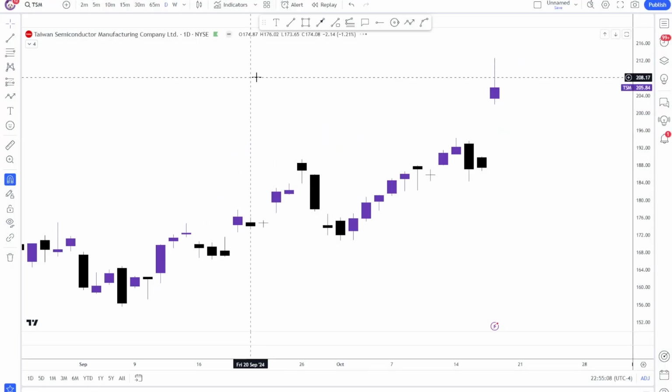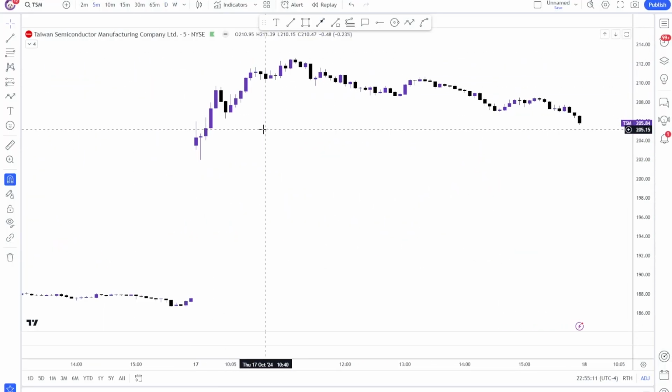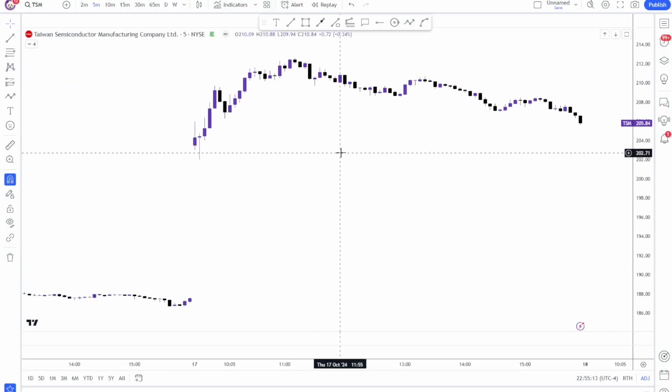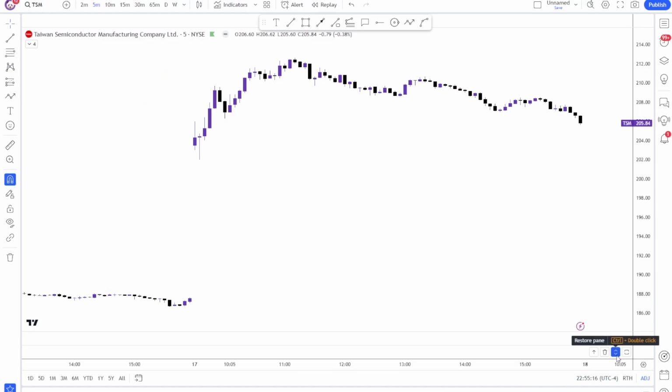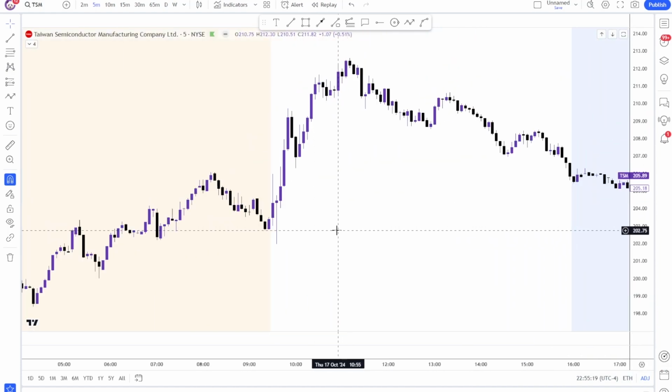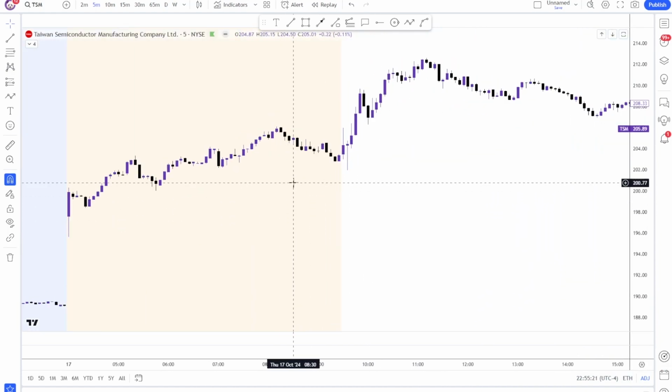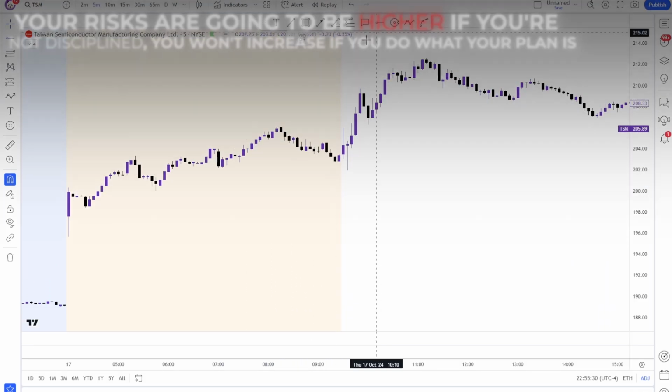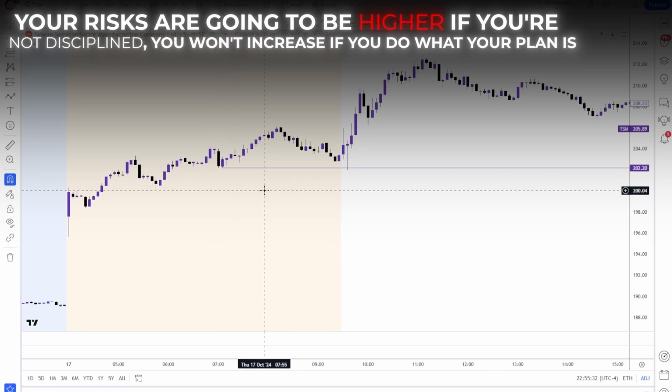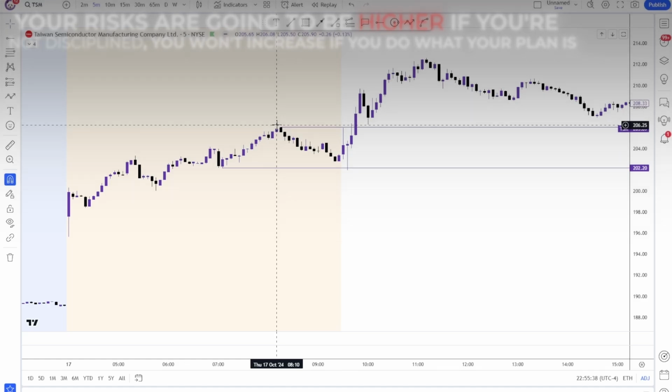So what would be the polar opposite? Well, more common for me personally, and more day trades, would be stop sizing. And there's a couple of scenarios where this can apply. This was a trade that we took today on TSM. It's going to apply to more momentum-based trades, and it does require more discipline because your risks are going to be higher if you're not disciplined. Your risk won't increase if you do what your plan is. So let's go through why that's the case.